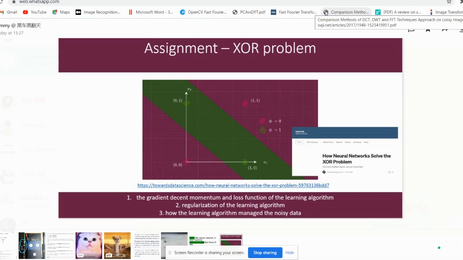I'm going to talk about regularization of the learning algorithm for the XOR problem. First of all, this technique is to overcome overfitting and to improve the performance of the model. It reduces overfitting by penalizing the coefficients or the weight matrix of the network.